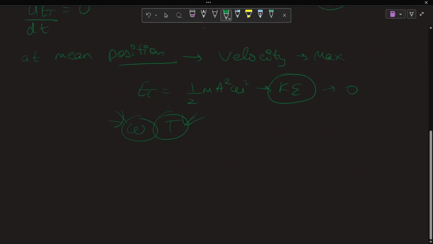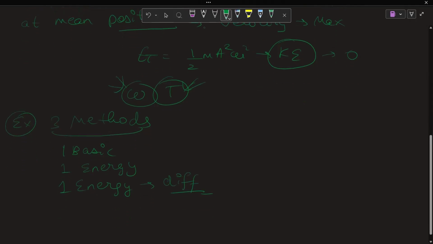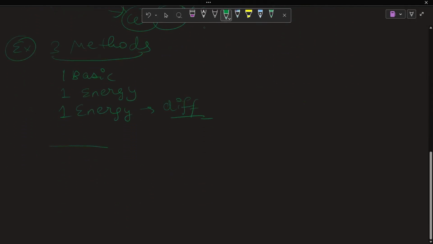So I will explain this with an example. I will solve the example by three methods. One is the basic method, then the other is the energy method, and the third is also the energy method, but I will follow a different path. You will understand why. Okay, so the basic question from which we started SHM is this.